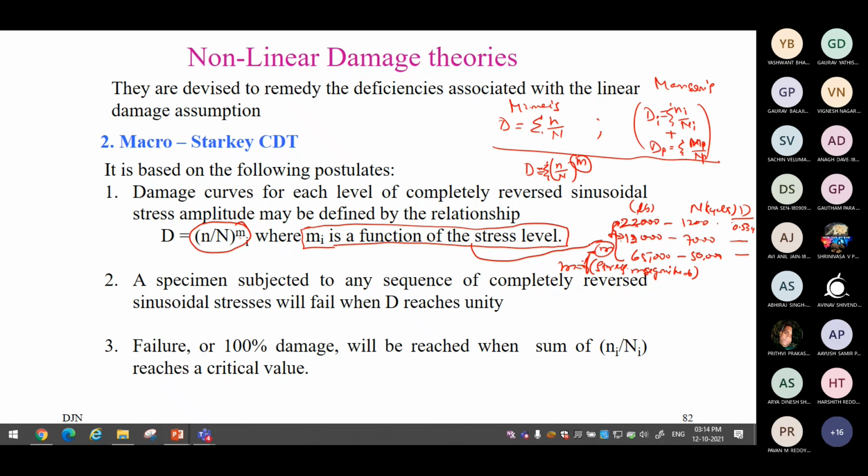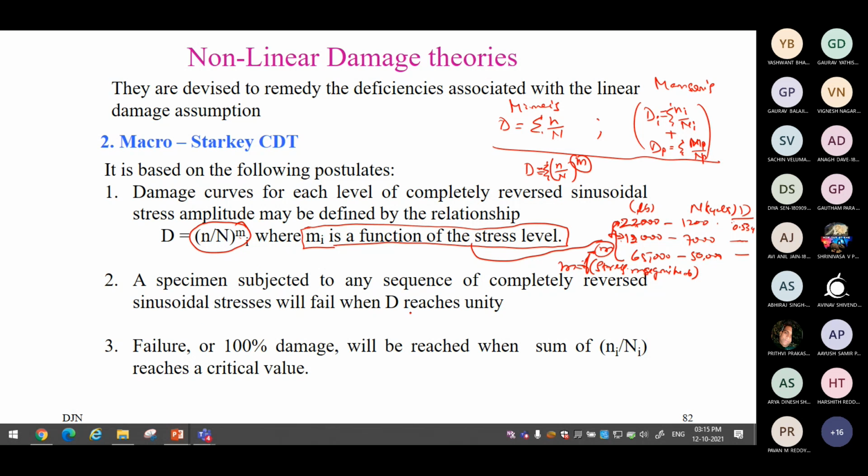Okay, if you have the data, well and good, you can go ahead and use that, because this is definitely more advantageous than the previous nonlinear theories that we have discussed. Here, each stress level, a completely reversed stress level amplitude, is determined by this particular damage rule, where you can see the power m. All other rules are the same. Only thing is power m is there.